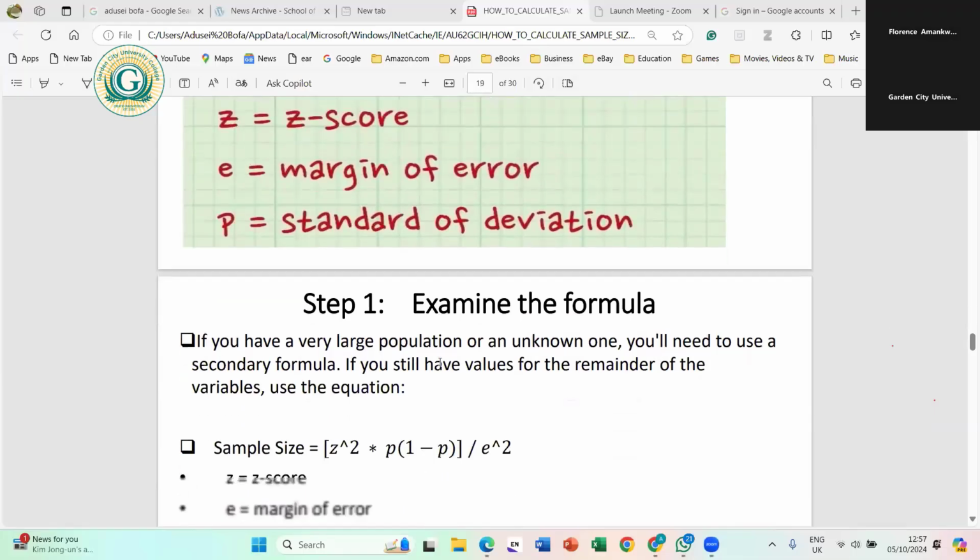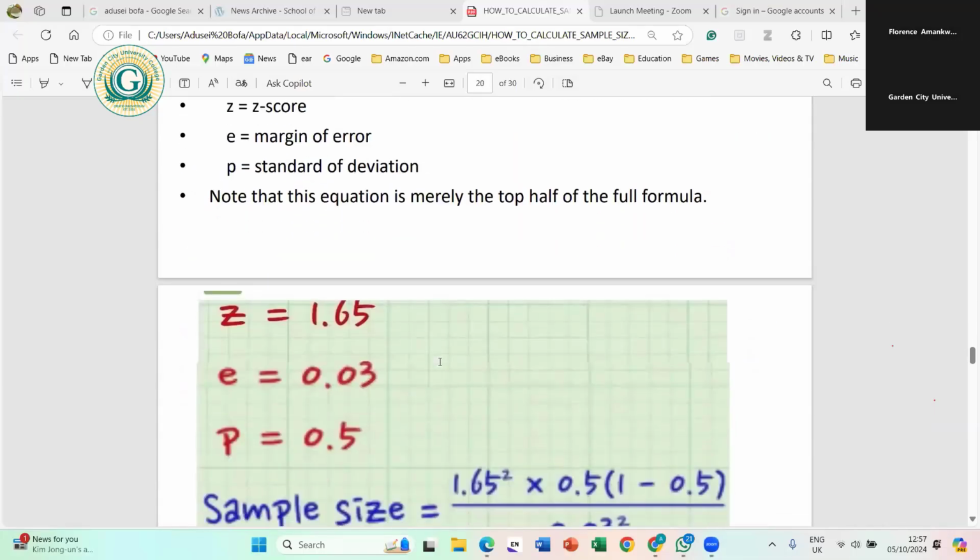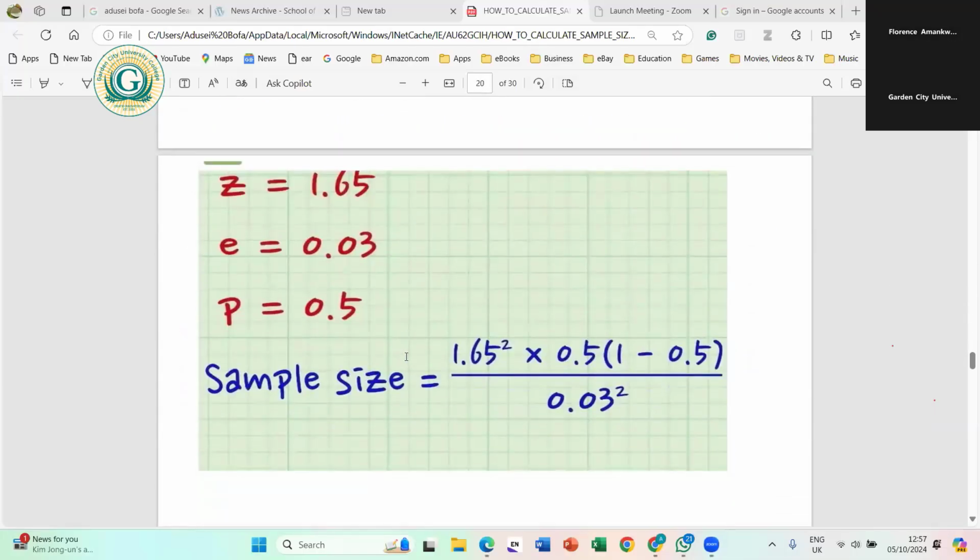And this is also more accurate, or somehow better than the previous. Some argue that this is more accurate than that one, and some also argue that the first one is better than this. But I prefer this one. And in most cases, most researchers use this one. So I want you to try your hand on this one also, and let's see the final answer that you get. So you see that for this one, the z is equal to 1.65.